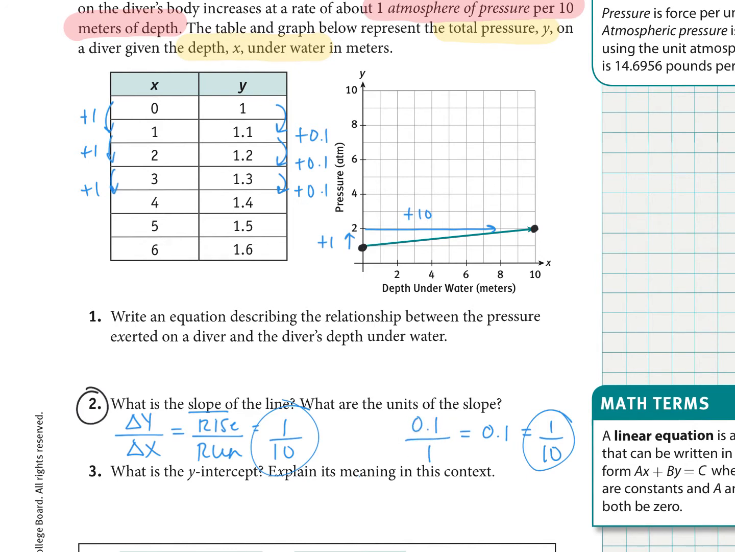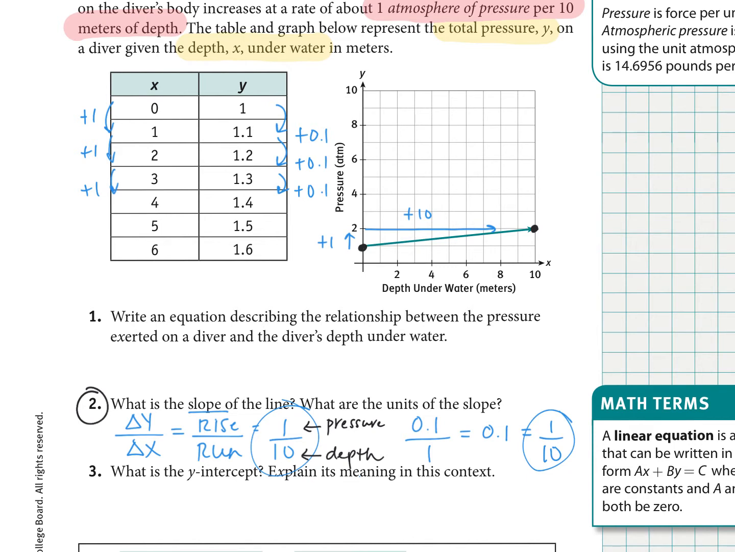So this question also still talks about what are the units of the slope. On top, that means what does our 1 stand for and what does our 10 stand for. The 1 stands for our pressure, and remember, our pressure is measured in ATM. So we could say pressure for the top. And for the bottom, the 10 represents the depth in meters underwater. So I'm going to go ahead and put depth there.